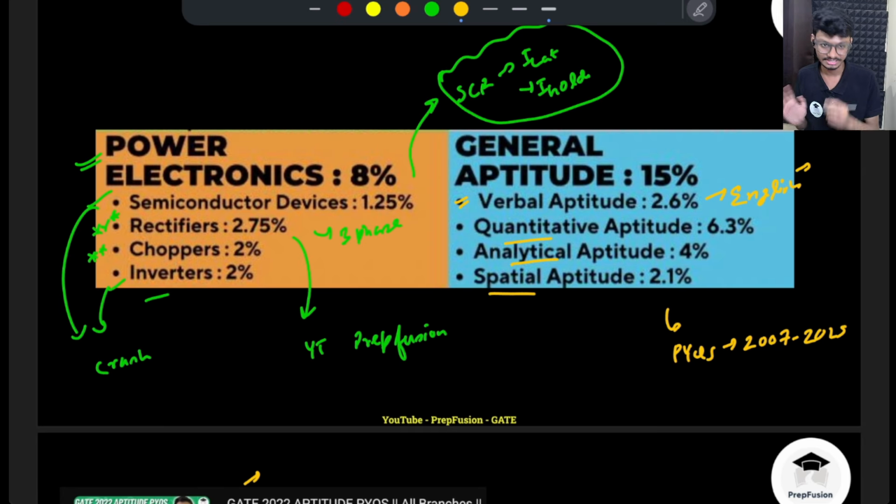So there is no point in studying English. Just study these three things. Okay, English is on your luck. If you know, you know. If you don't know, skip it. Don't attempt that English question.